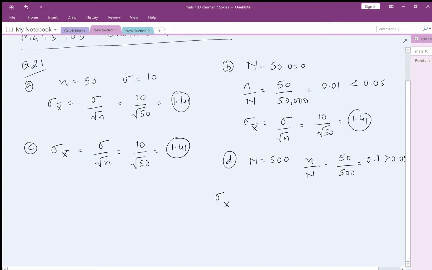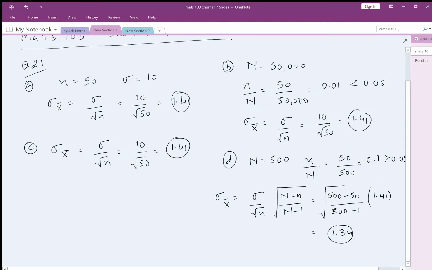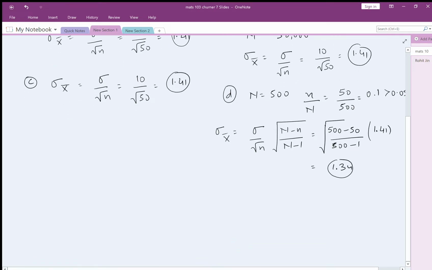So sigma x bar is equal to sigma divided by square root of n times the correction factor, which is large N minus small n divided by large N minus 1, equals 500 minus 50 divided by 500 minus 1. And then, of course, sigma divided by square root of n, we've already found it to be 1.41. So then the answer is 1.34. Okay, let's move on to the next one.